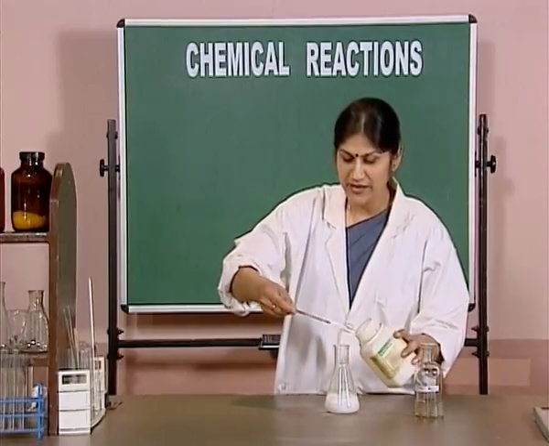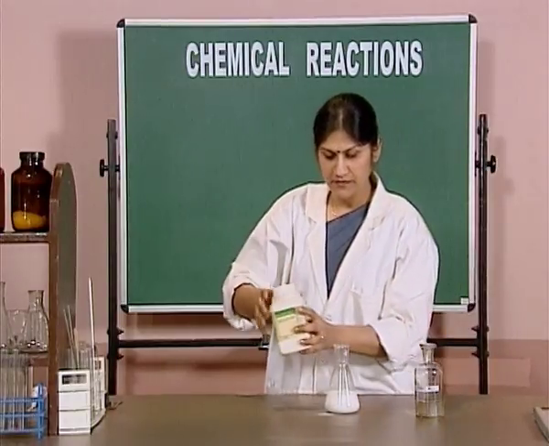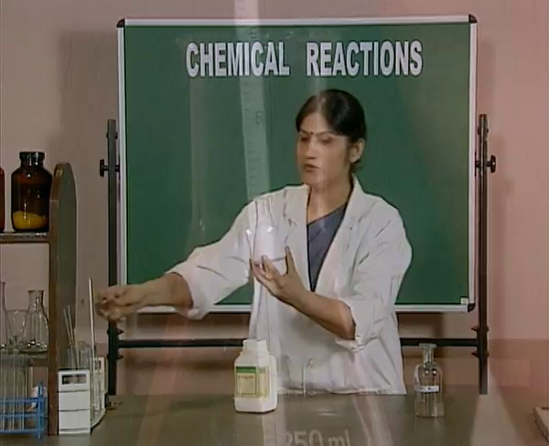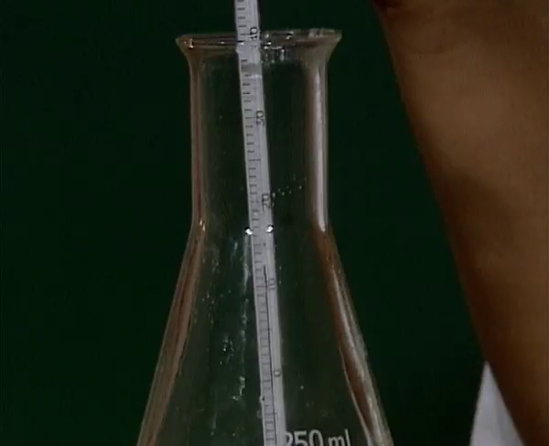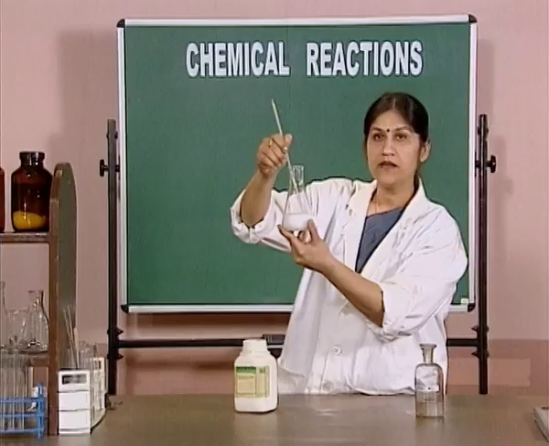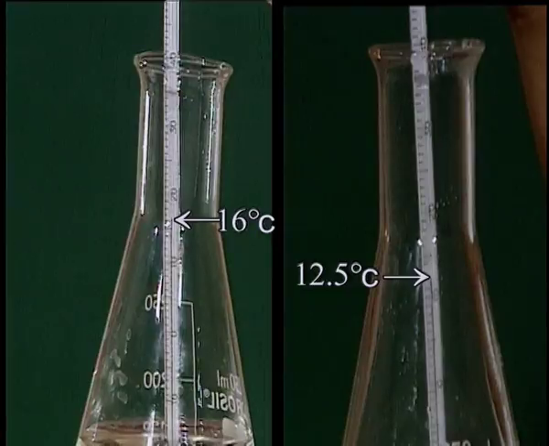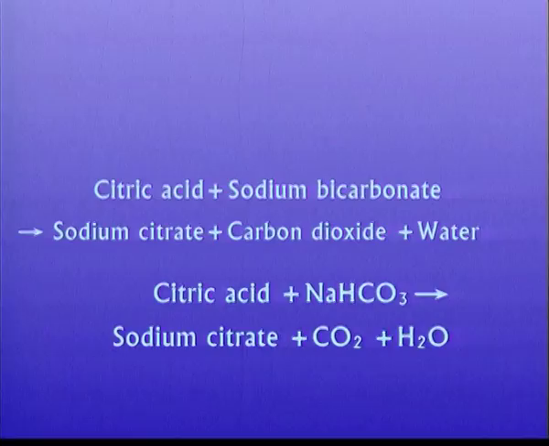Are you observing the reaction occurring? Brisk effervescence is coming out. And now let's also see what's the temperature. So we can say the temperature is 12.5 degrees Celsius. And as the temperature has come down during this reaction, this indicates that heat was absorbed during the reaction between citric acid and sodium bicarbonate, and hence this is an endothermic reaction.